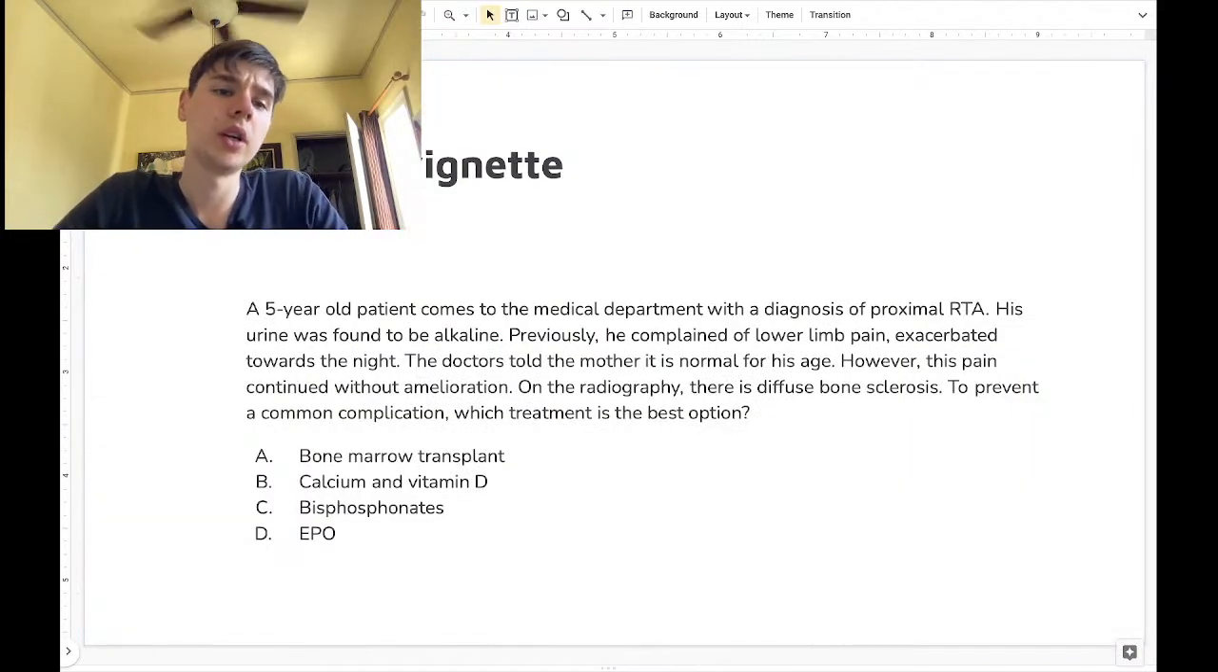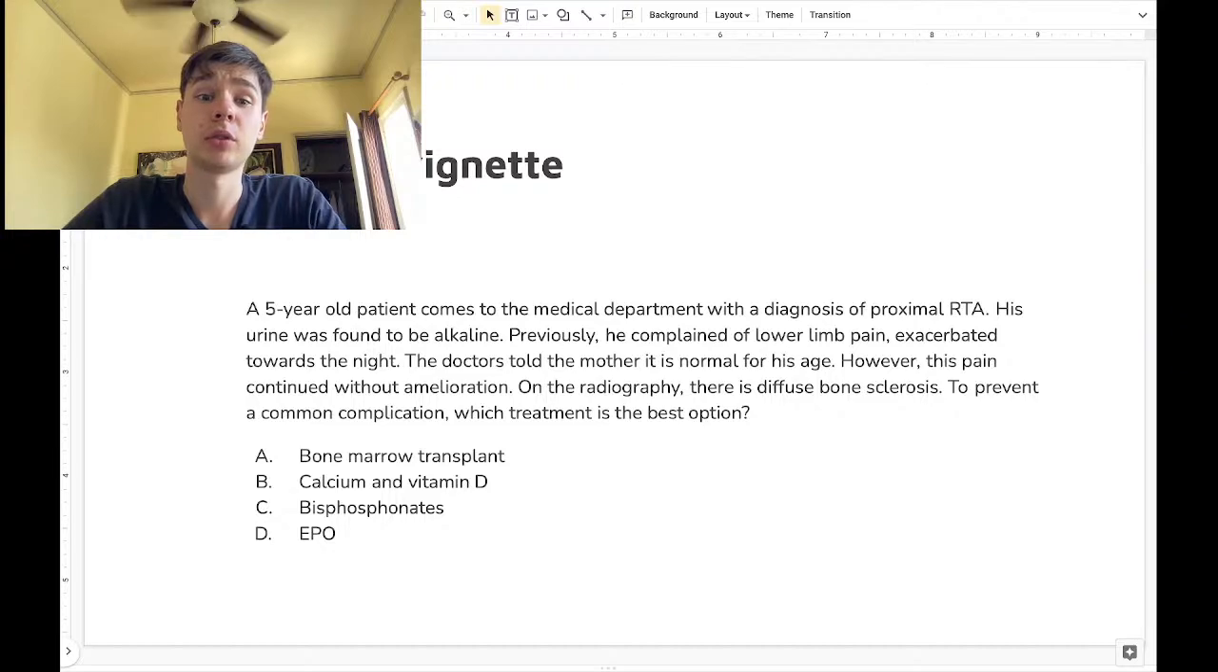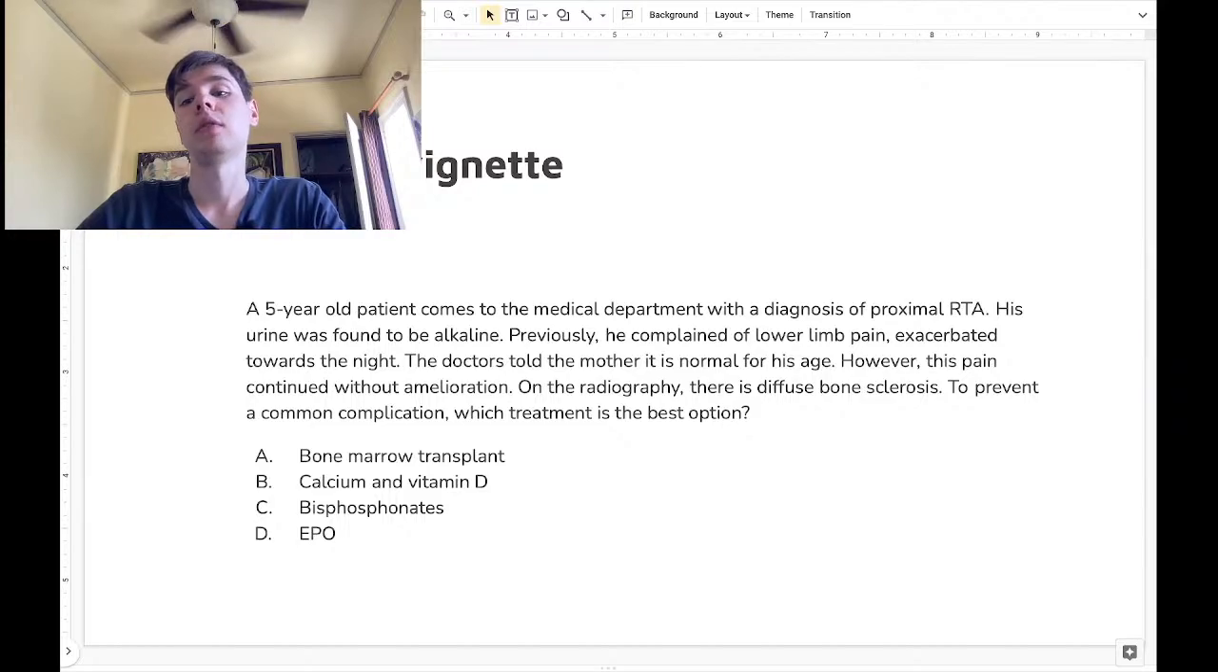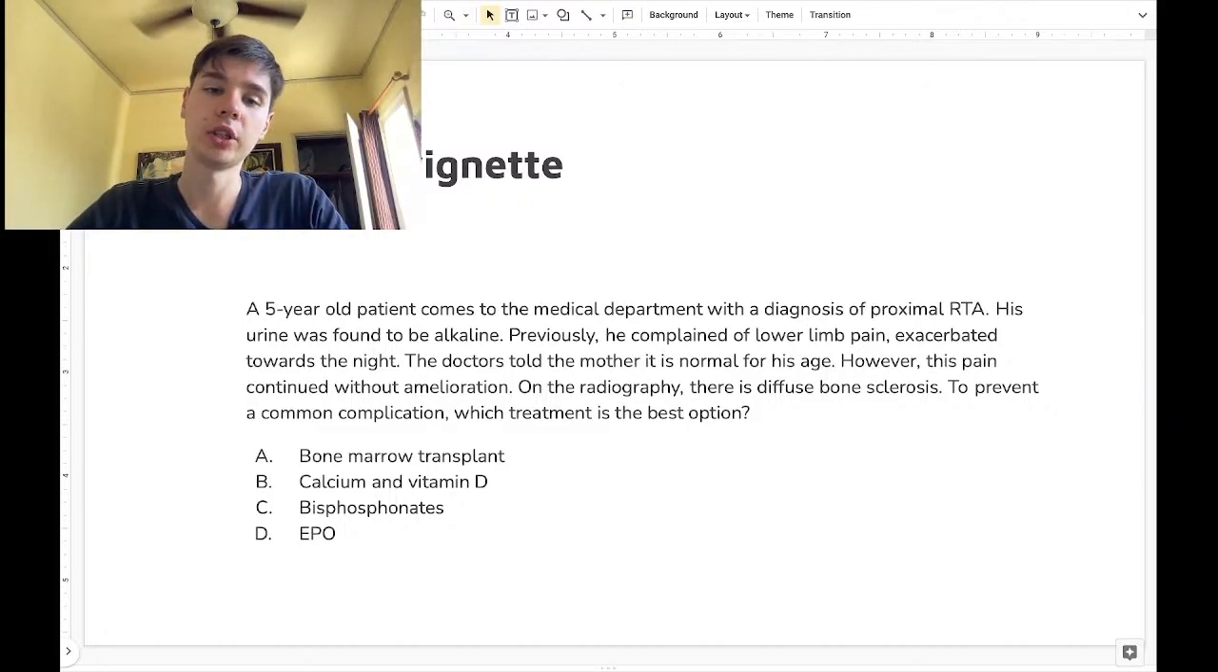So, a 5-year-old patient comes to the medical department with a diagnosis of proximal renal tubular acidosis. His urine was found to be alkaline. Previously, he complained of lower limb pain, exacerbated towards the night. The doctors told the mother it is normal for his age. However, this pain continued without amelioration.